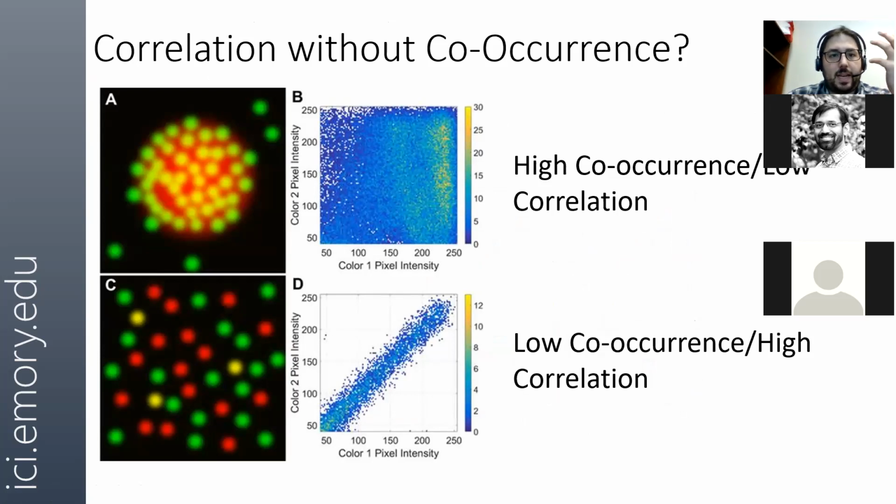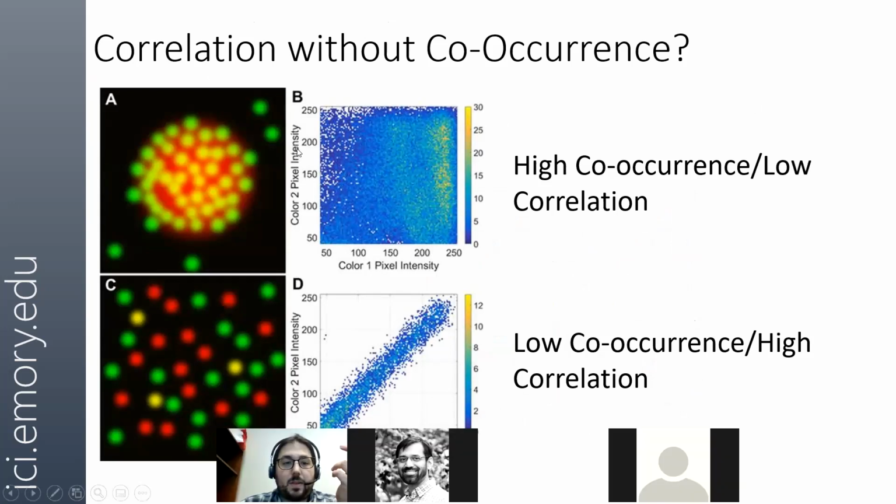And finally, can we have correlation without co-occurrence? And the answer is yes. We can have high co-occurrence but low correlation, like in A, and we can determine that the correlation is low because the intensity plot is all over the place, even as in the image, we can see that there's a high tendency for co-occurrence.